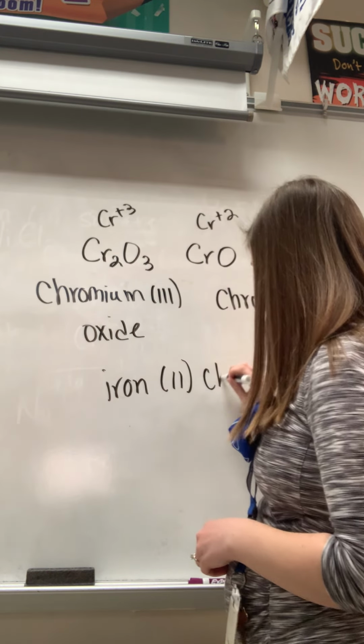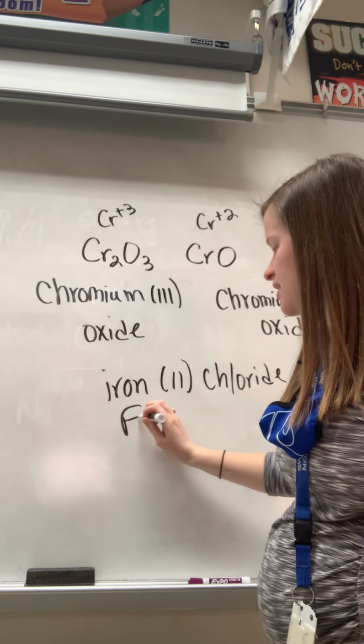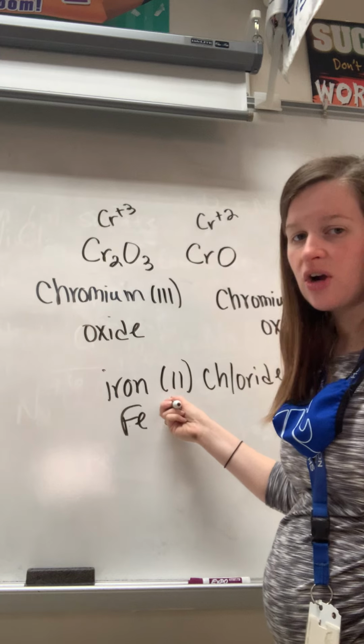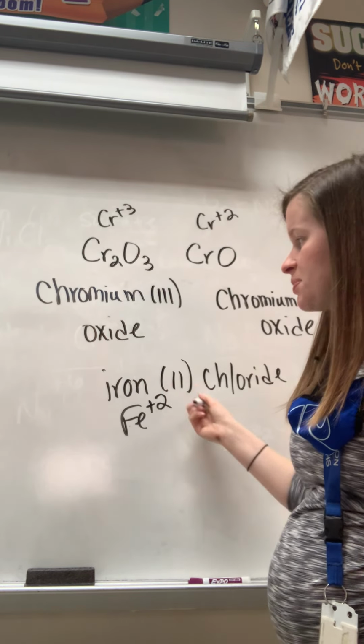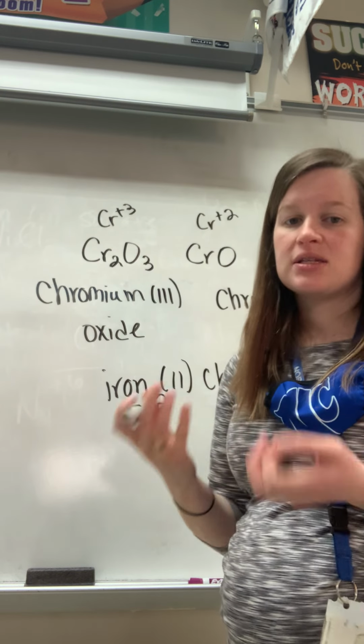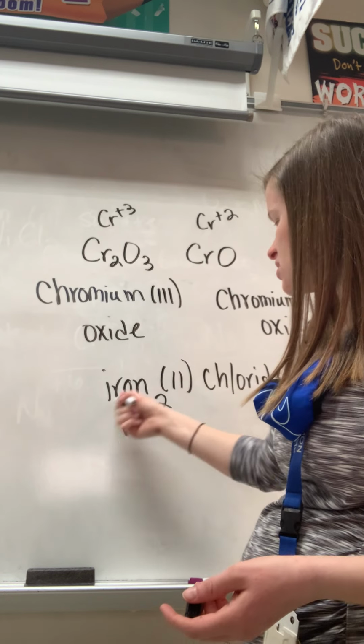II chloride, what this is telling me is that it's iron, which is Fe, and then this is telling me the charge of iron, because that means iron has multiple charges, and in this specific bond, it's a +2. In the next bond, it could be +3, but in this bond, it's +2.